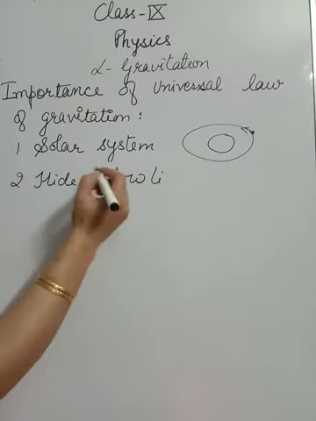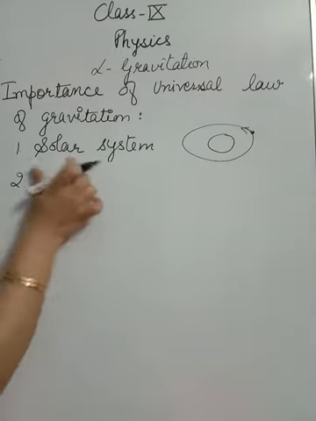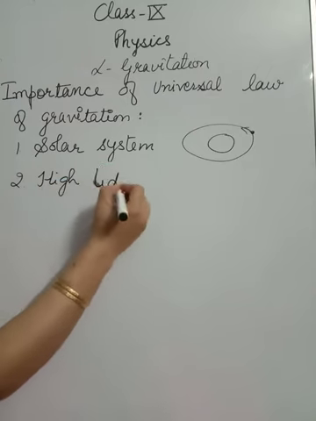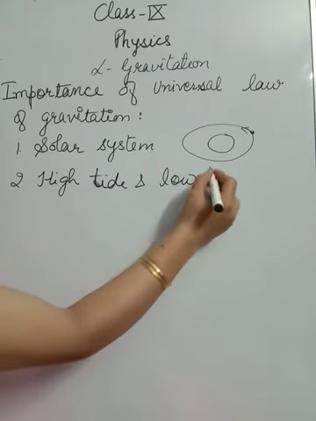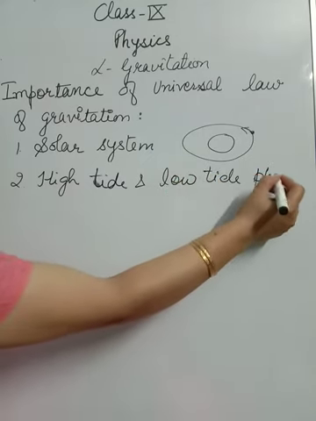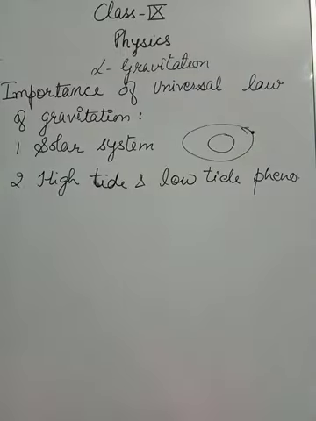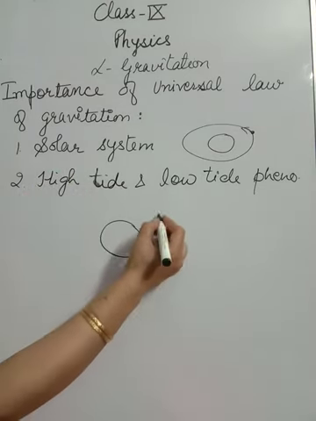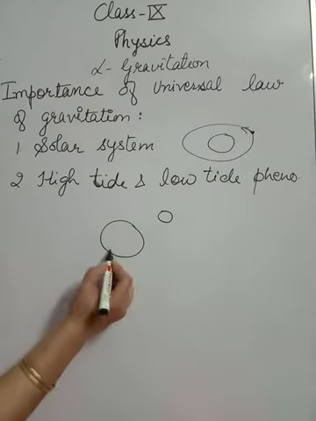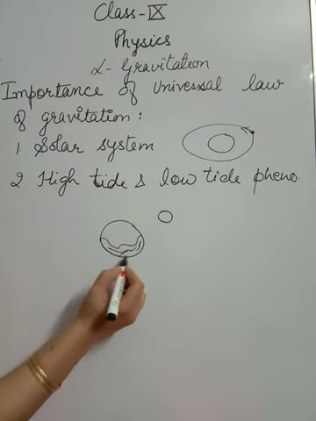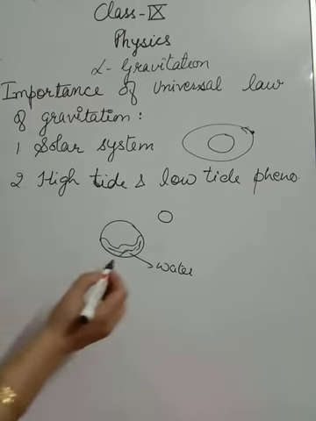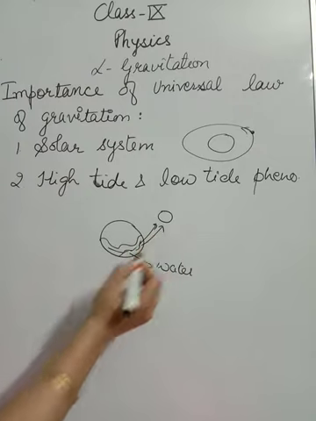Second, it also explains the phenomena of high tide and low tide. Actually, what happens at the time of high tide? Suppose this is Earth and somewhere here is the moon. Suppose this is the water present in the oceans; due to the gravitational pull of the moon, this water is attracted towards the moon.